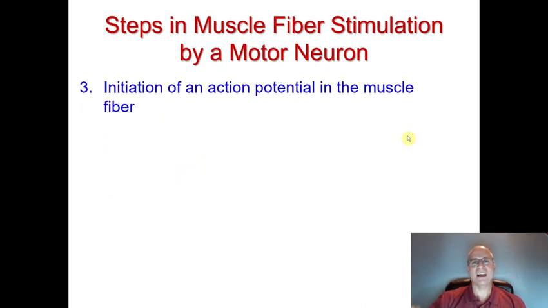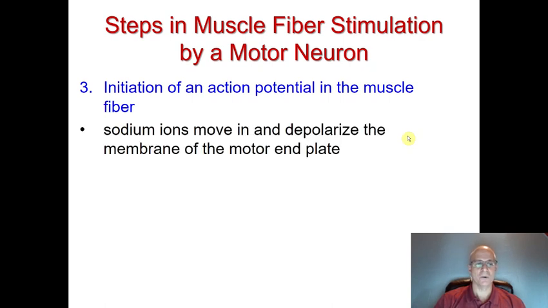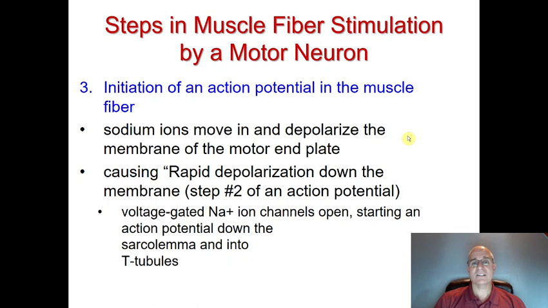Step number 3, once we've got our acetylcholine plugged into our acetylcholine receptors, then we can start our action potential in the muscle fiber. So when the acetylcholine plugs into these chemically gated sodium ion channels, the sodium ion channels are going to open up. Sodium is going to rush into the muscle fiber and depolarize just the membrane of the motor end plate. Okay, and that's good, but we're going to want more than just our motor end plate to be depolarized too. So this then is going to cause rapid depolarization down our membrane, which is step number 2 of an action potential.